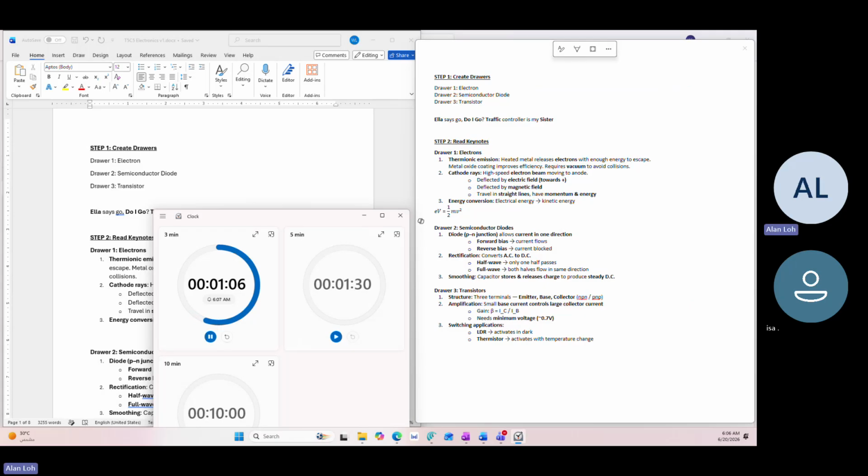You should be in drawer 2 or 3 now. Okay, you should be in drawer 3 now.